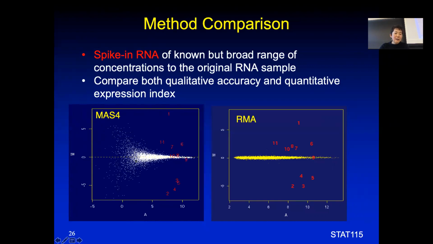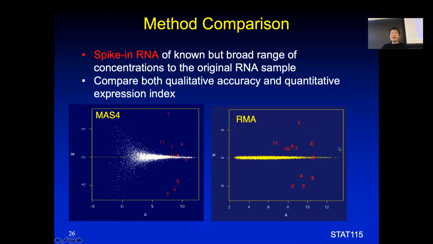Each dot here is 1 gene. And if you look at MAS4, when the expression level is high, it's okay. But when the expression level is low, there's a lot of noise in the estimation, because you're dealing with really background noise now. It's not doing a very good job. But with RMA, you can see it's really good. It's really on the 0 line, very little noise, and the only things that are different are the few spike-in samples that you added in here.